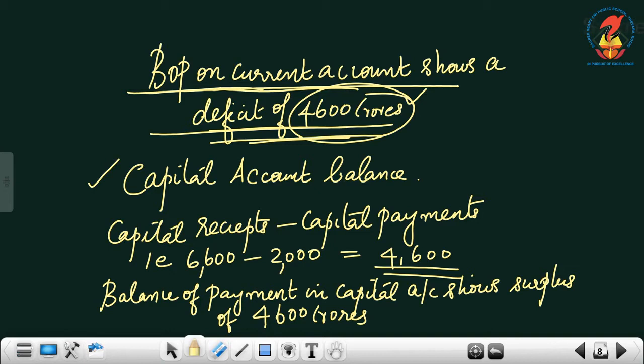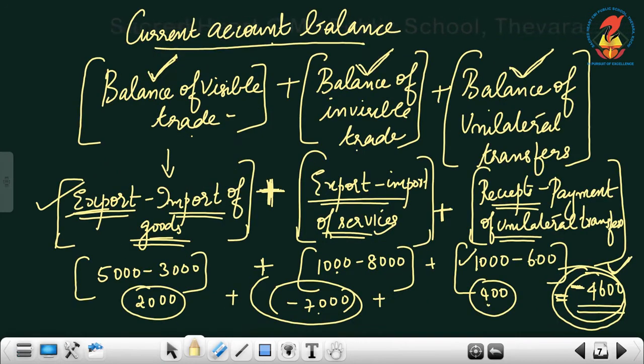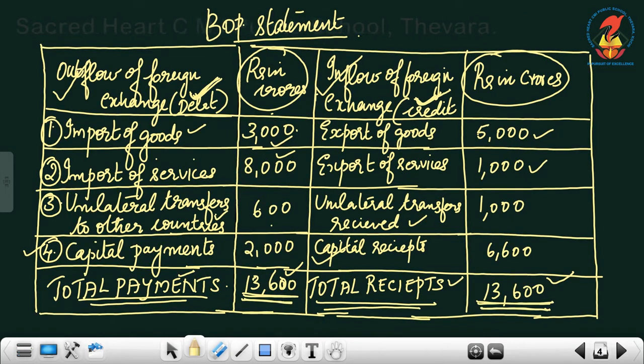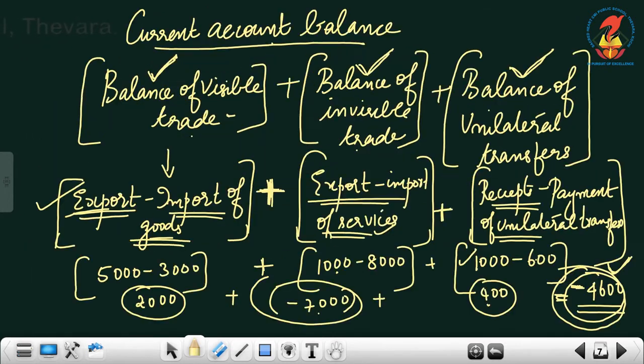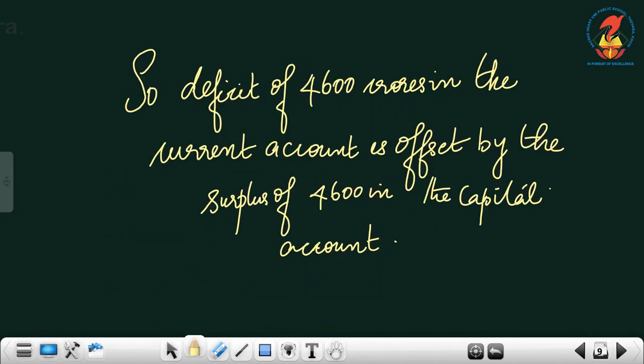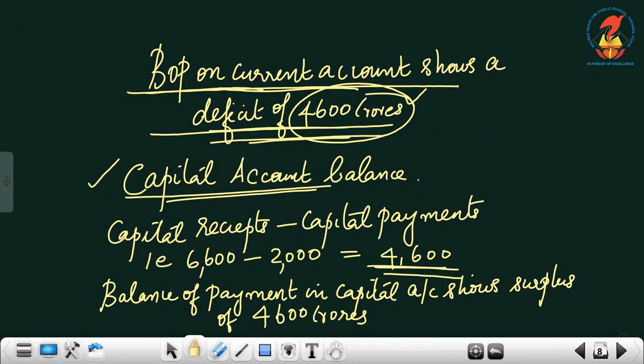Now, capital account balance. Capital account also we will find out. What is capital account? Capital receipt minus capital payment. We can find it from the table. Capital receipt is 6600 and capital payment is 2000. Therefore, 6600 minus 2000 will give you the value as 4600.